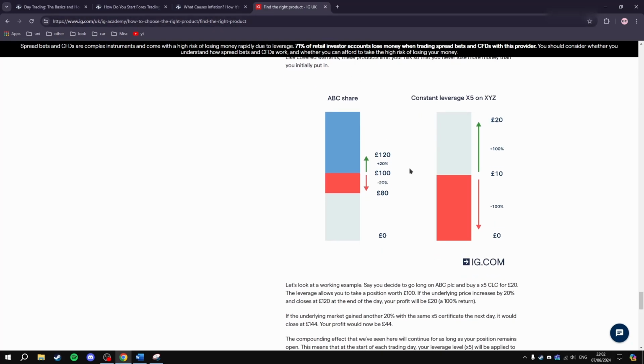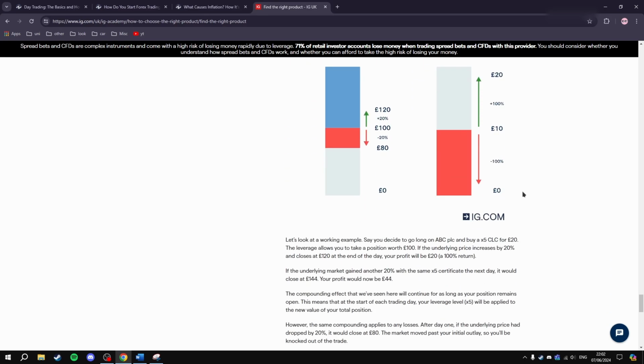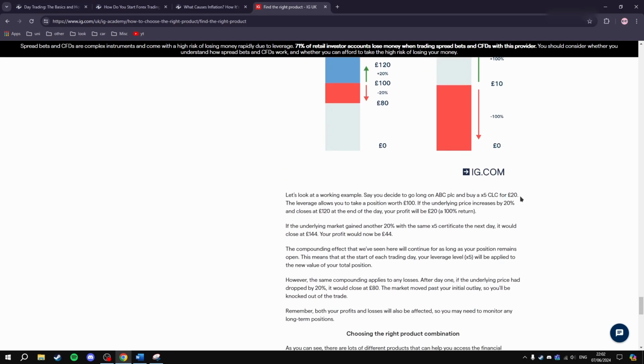Let's look at a working example. Say you decide to go long on ABC PLC and buy a x5 CLC for £20. So buy five times constant leverage certificates for £20. The leverage allows you to take a position worth £100. If the underlying price increased by 20% and closes at 120 at the end of the day, your profit will be £20, a 100% return.